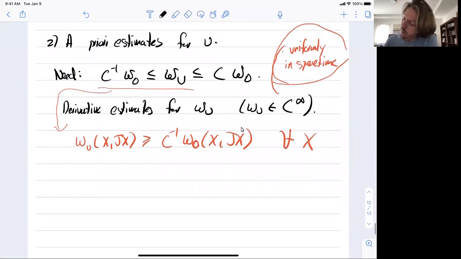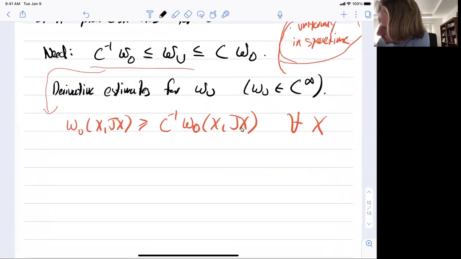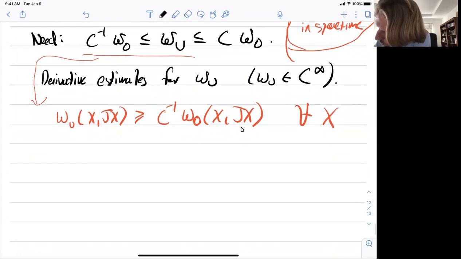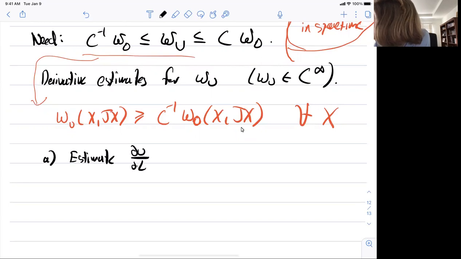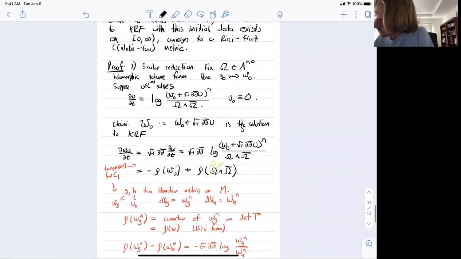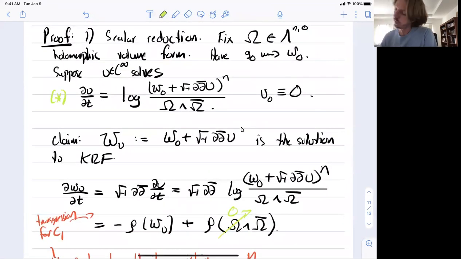Of course, the main tool is the maximum principle. To start, I would say the place where you really maybe see the C1 equals 0 hypothesis is in the first main estimate. So maybe this is part A, to estimate del U del T, or the volume form itself. Here, for convenience, let me label this thing star.